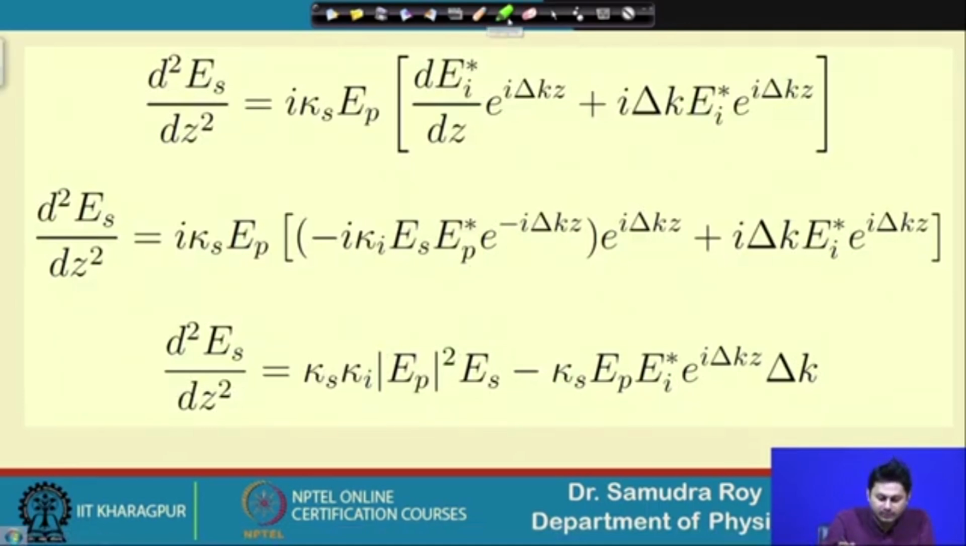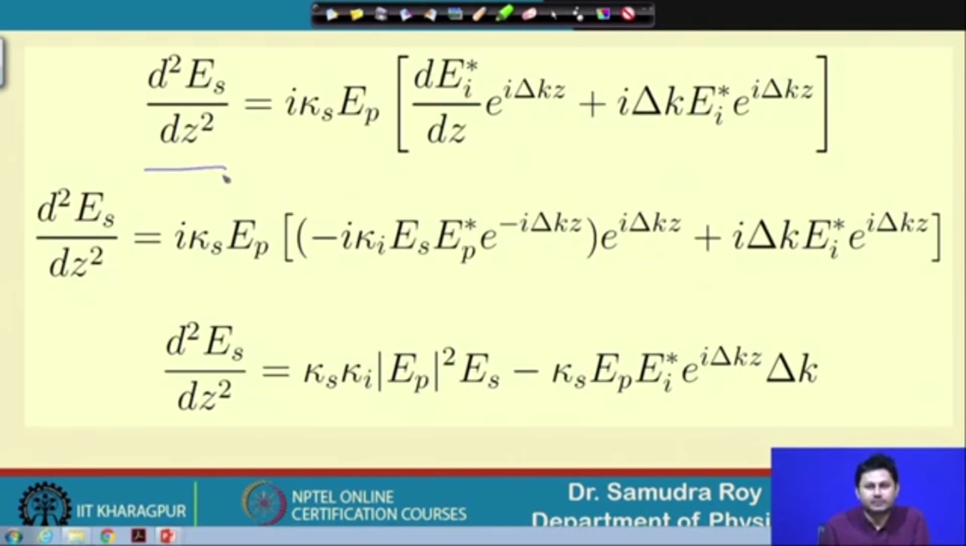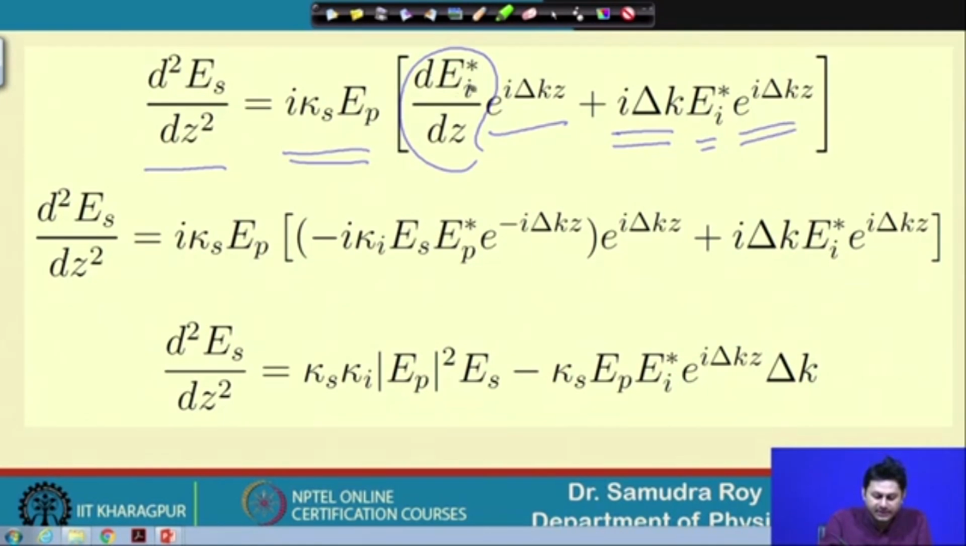So, we will take a derivative of this term. When we take the derivative, I will have this term, i kappa_s E_p, constant, so we will not go into that effect. Next is the derivative of this quantity, e to the power i k z, and then the derivative of i k z. So I have i delta k out, E_i star will be there, and e to the power i delta k z. dE_i star/dz I can directly replace from the expression that we have.